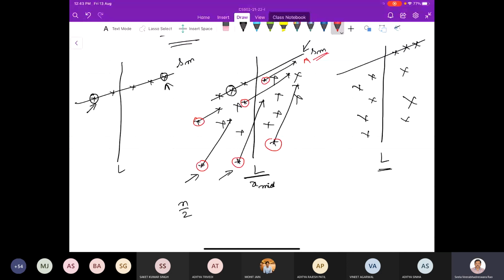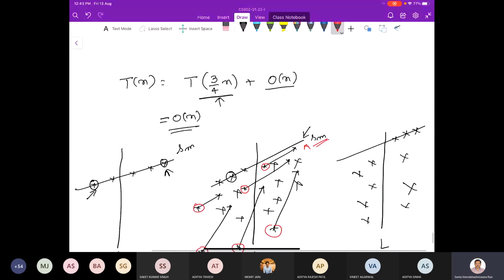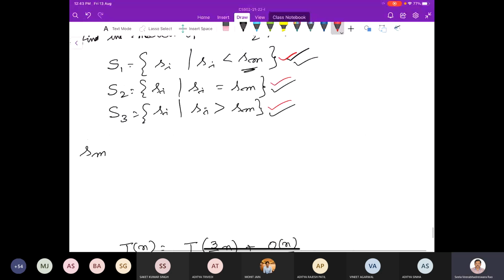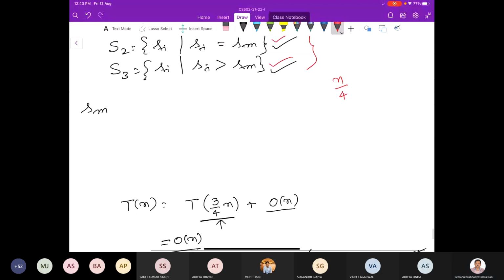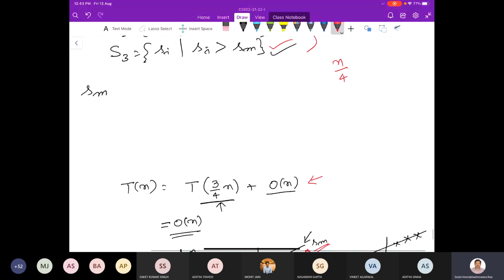So how many points did we remove? 1 point each from this set S2 and S3. How many will there be? At least half of the number of pairs, that means n by 4. So that is what we are getting here. So we are removing 1/4 of the points, considering the remaining points, and repeating the same thing to find the upper hull.